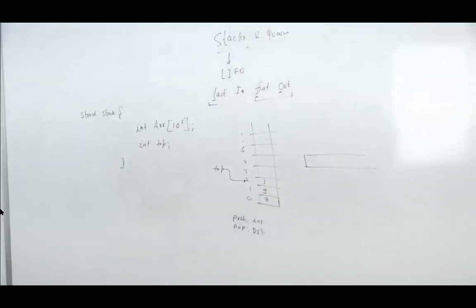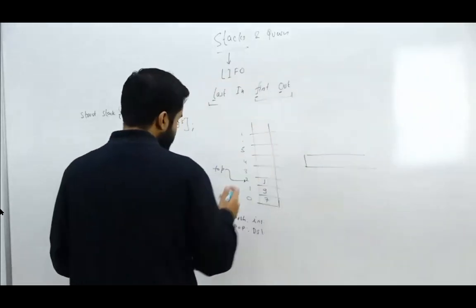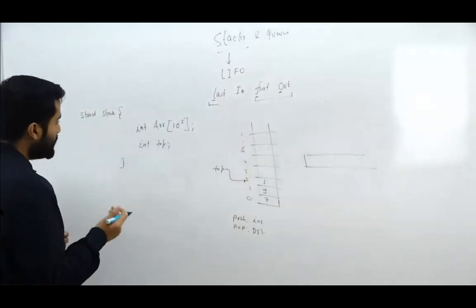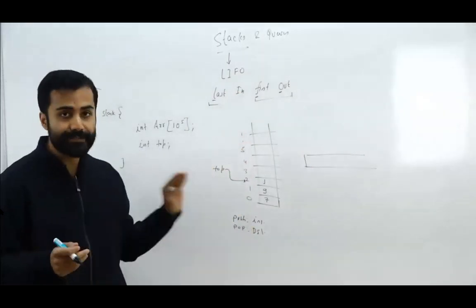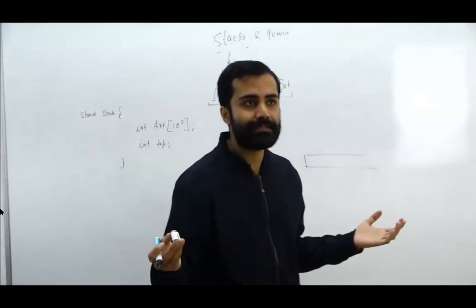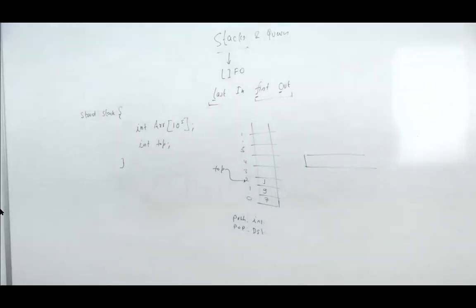Now, in the context of an array, the index starts from 0. And if the stack is empty, it means we need to initialize top to some value. So what is the right value, according to you, that it should be initialized with? Yeah, so you can initialize it to -1.